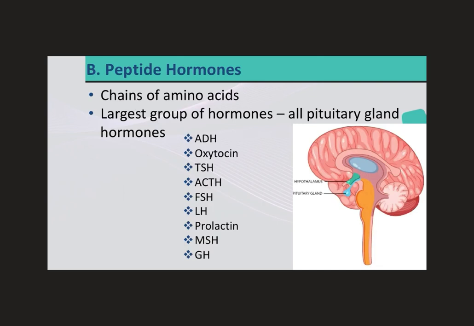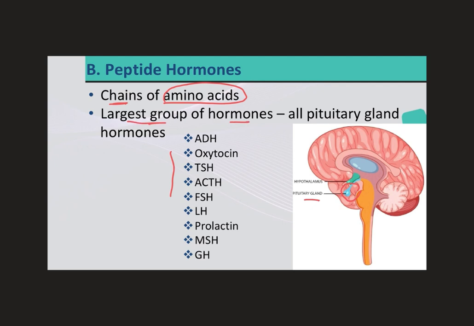Next, we have what we call the peptide hormones, and we all know that peptides are a combination of amino acids. Therefore, the peptide hormones are going to be a combination of amino acids to form these hormones. And as they combine, they will form these long chains of amino acids. These hormones will be released by the pituitary gland. And because the pituitary gland releases several hormones, as you can see over here from this list, this will be the largest group of hormones.